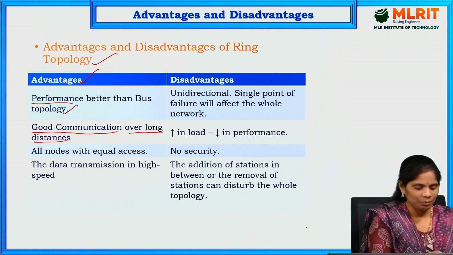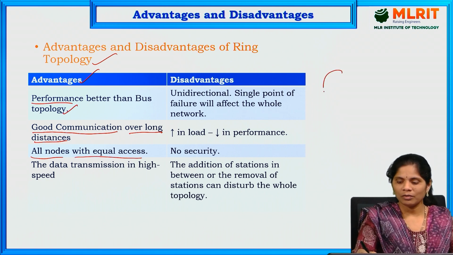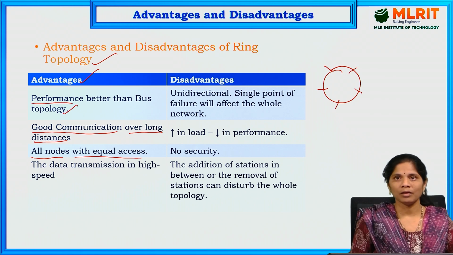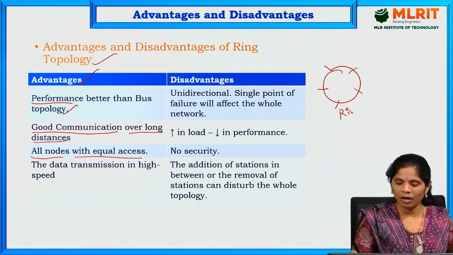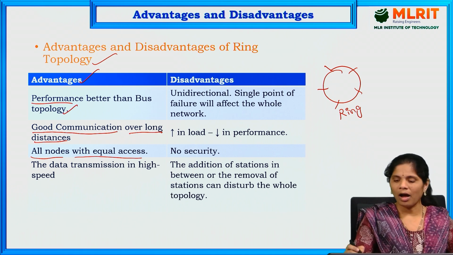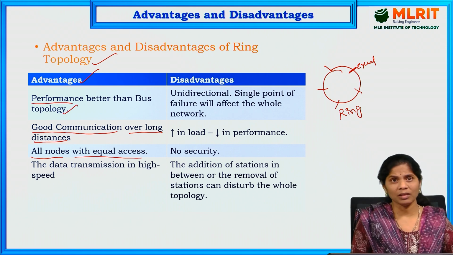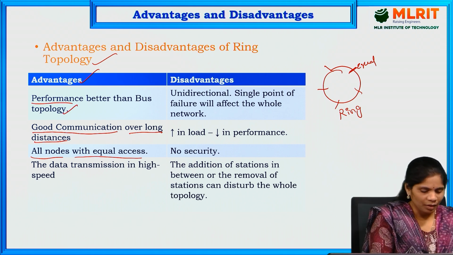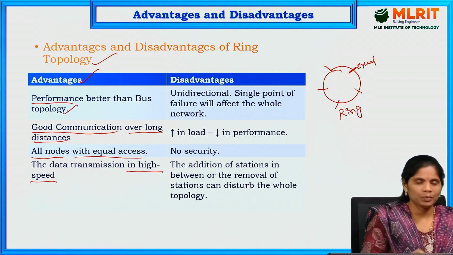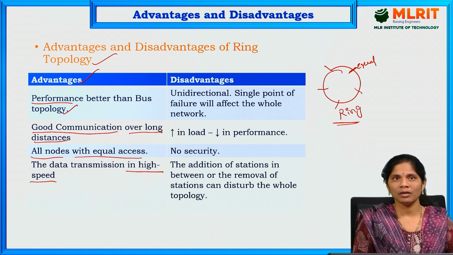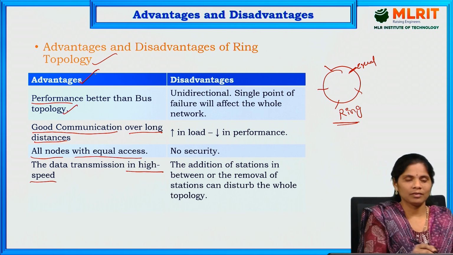At the same time, all the nodes have equal access. Since it is a ring topology, all devices are arranged in ring form only, and all devices have equal access. That is, there is no inferior and no superior. At the same time, the data transmission is high speed. So we can transfer high speed data in ring topology. These are the advantages of ring topology.